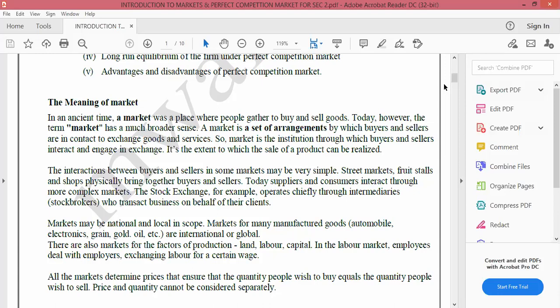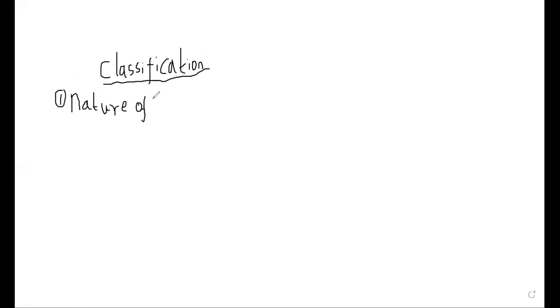Of course, markets will occur depending on that which we are selling. And I wish to take you to the understanding of what we call the classification of the markets. How do we classify markets? Markets are classified according to two things. One is according to the nature of the product.